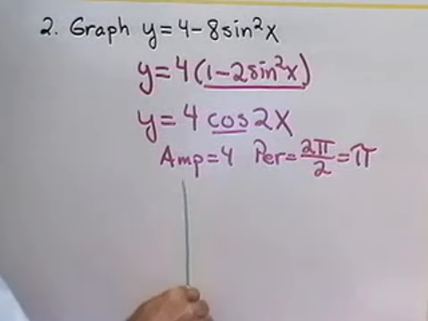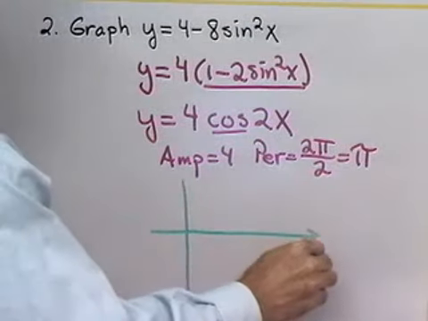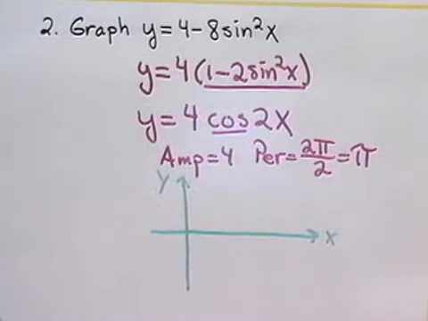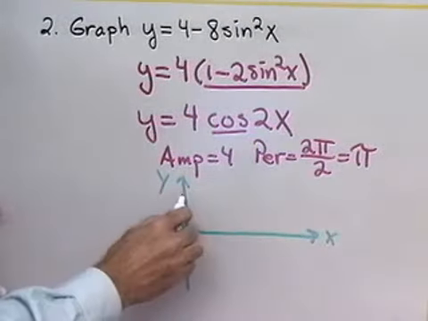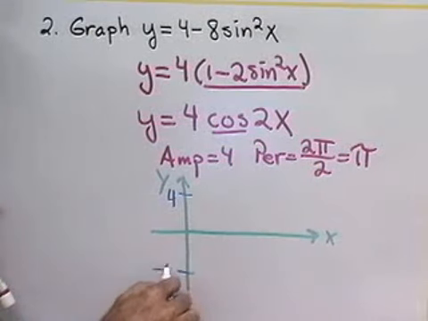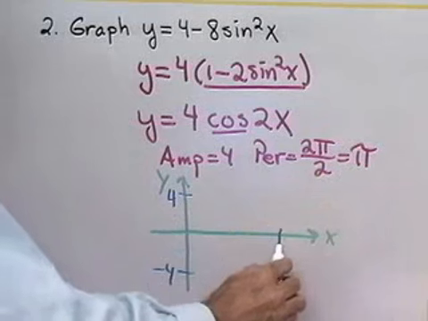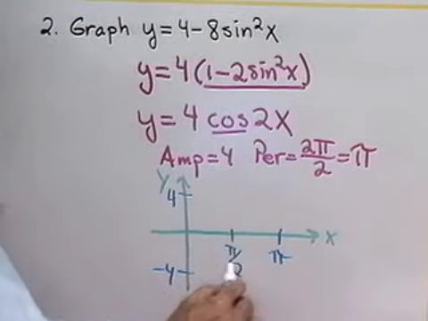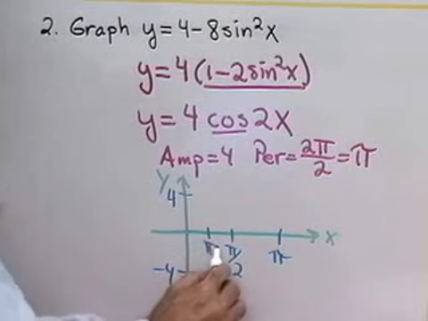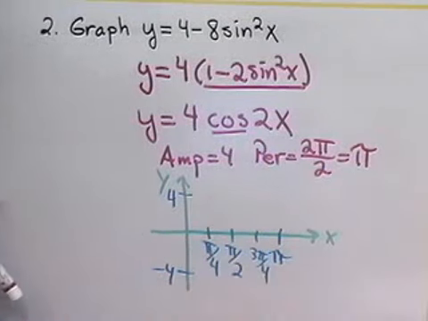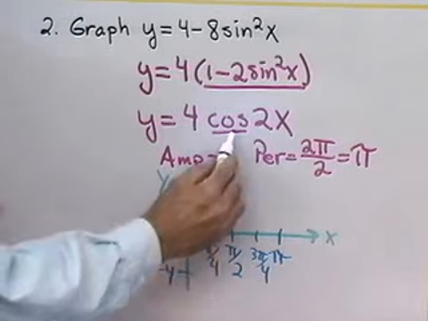So I just draw a little coordinate system here. Here's x, here's y. I want to have an amplitude of 4, so I'll label this as 4 on the y-axis and this as negative 4. I want a period of pi, so let's just go out to pi. Halfway will be pi over 2. Halfway there will be pi over 4, so this must be 3 pi over 4. And I sketch the graph of a cosine curve.